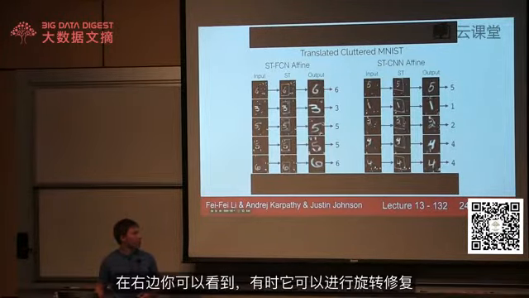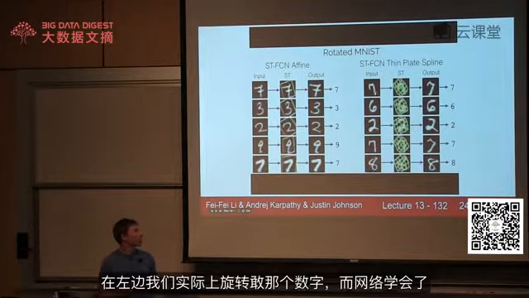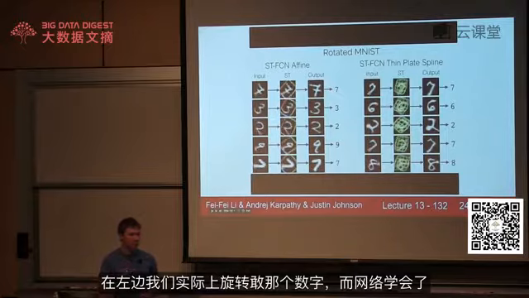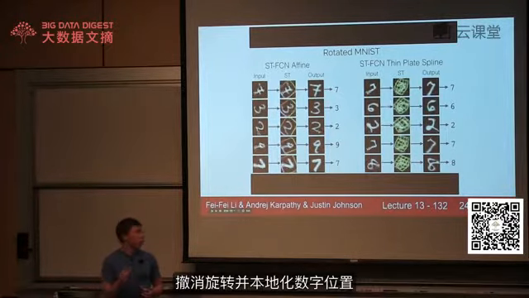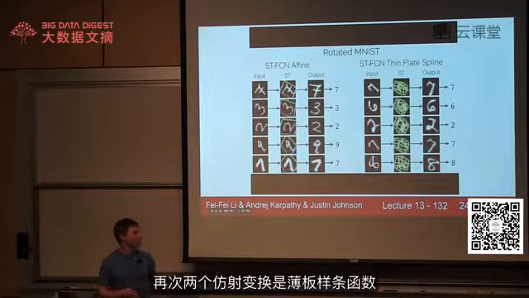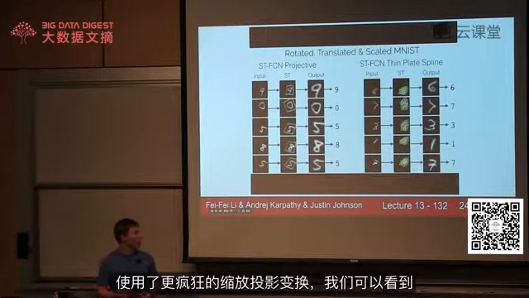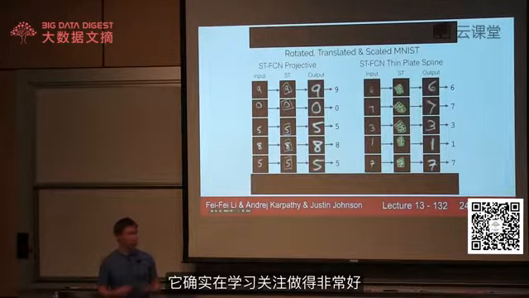And on the right, you can see that sometimes it can fix rotations as well. Here on the left, we're rotating that digit, and the network learns to unrotate the digit and canonicalize the pose. And again, both with affine transforms or thin plate splines. So this is using even crazier warping with projective transforms. You can see that it does a really good job of learning to attend and also to unwarp.